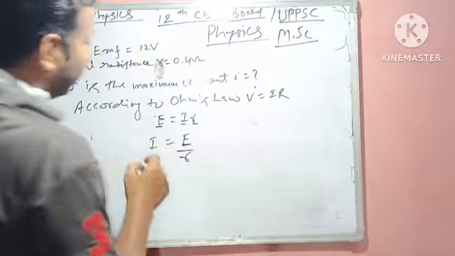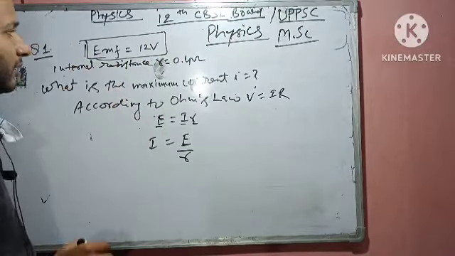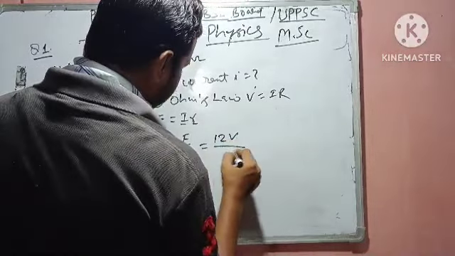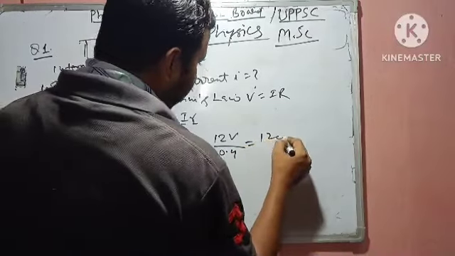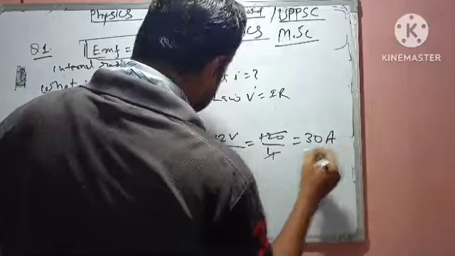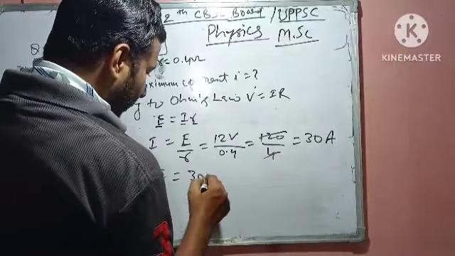E means here the electromotive force, 12 volt, and the value of R is equal to 0.4. Then we divide, and I is equal to 30 ampere. Then the answer is I is equal to 30 ampere.